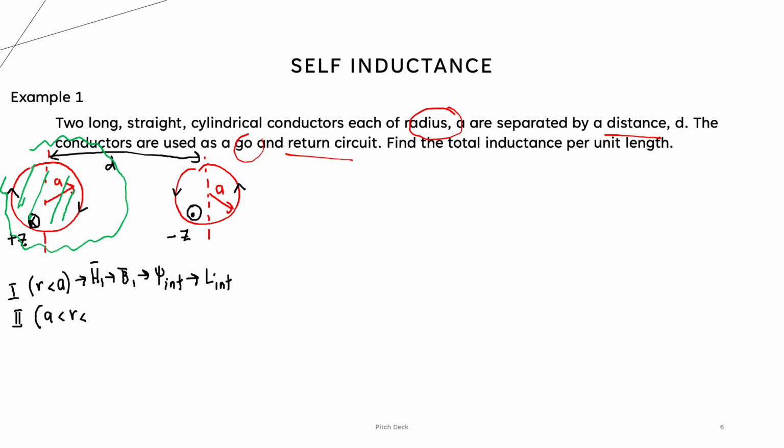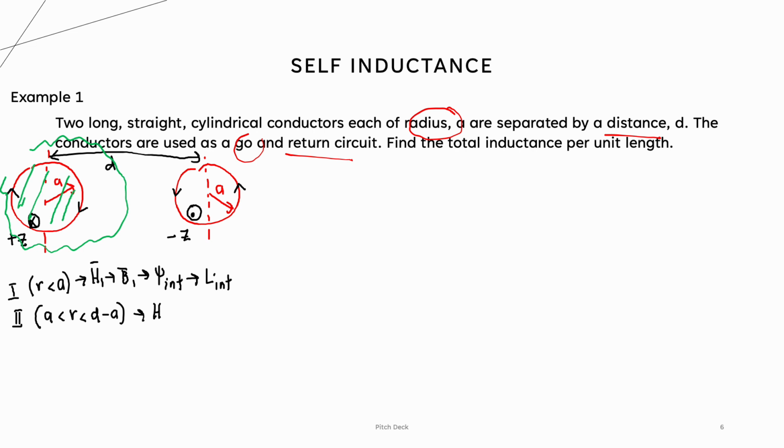So it must not be larger than D minus A. Okay, from A until D minus A. Yeah? D minus A for this side. So therefore at region number 2, all the flux produced is going to be the external flux.